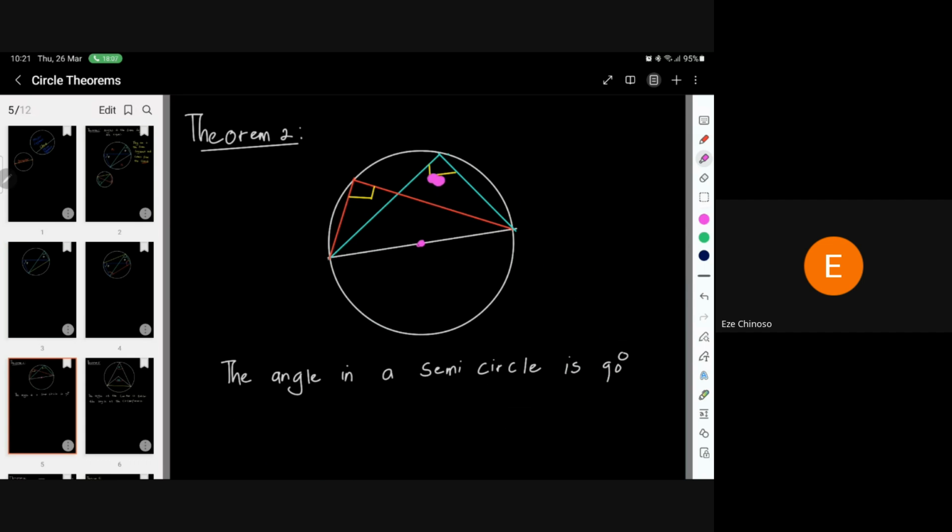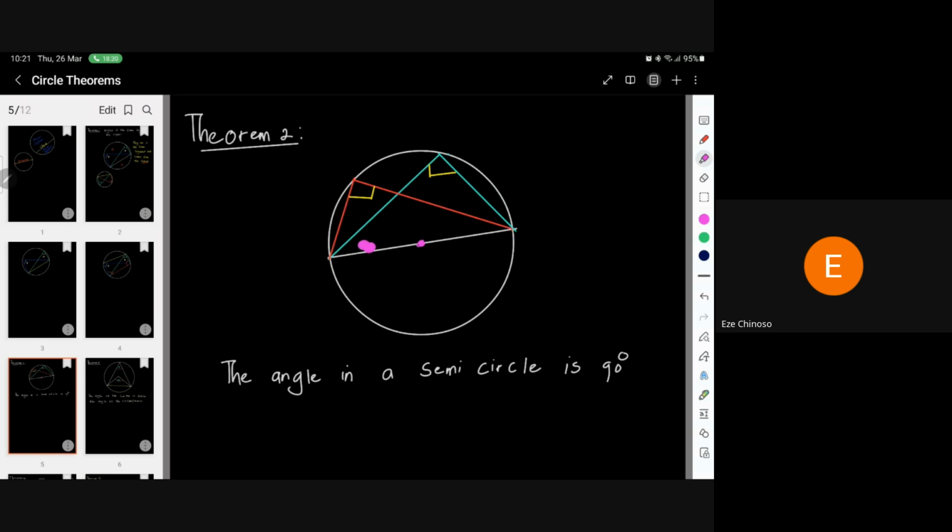This is a semicircle, this is a semicircle up there. So the angle in a semicircle is 90 degrees, right? That is exactly what theorem 2 is trying to tell us. All right. That said, observe this. You have a line running through. This is your diameter. So once there's a diameter dividing the circle into two equal parts, the angle in the semicircle is going to be 90 degrees.